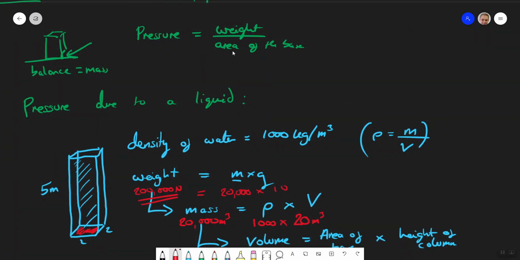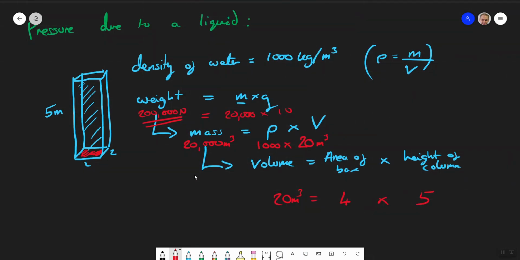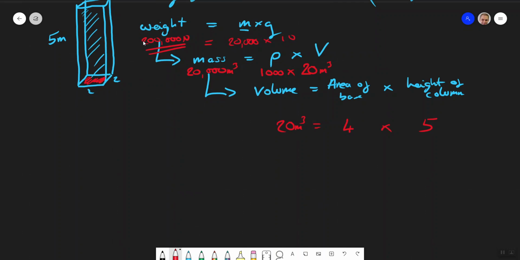Well, I've now got my weight. And pressure is weight over the area that I'm exerting it over. I'm exerting 200,000 newtons of force over an area of 4 square meters. So I can say, okay, my pressure is equal to force over area. So I've got 200,000 over 4, and I get 50,000 pascals.